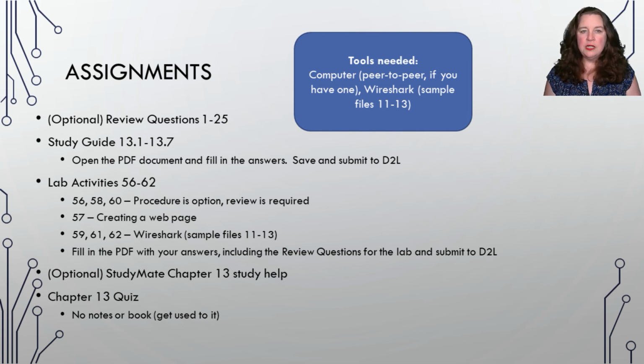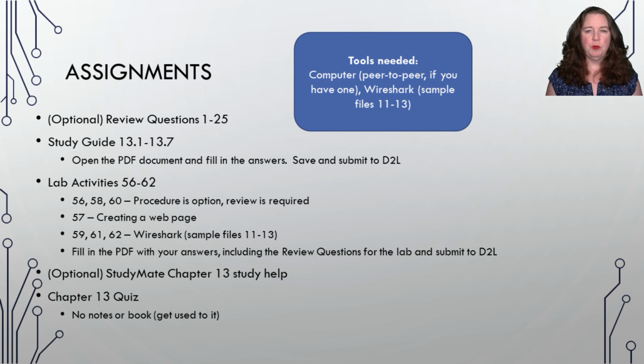There are some review questions. Obviously, the study guide questions, there's not that many. I think there's seven. The lab activities: 56 through 62 are the lab activities associated with this chapter. For 56, 58, and 60, the procedures are optional, but the review is required. Remember, we've talked about this. You can usually do the review questions by reading the introductions and reading through the procedure without even doing it, and understanding how those review questions are done. So the review questions are required. If you choose to do the procedure, that's great, but you don't have to, unless you want to.